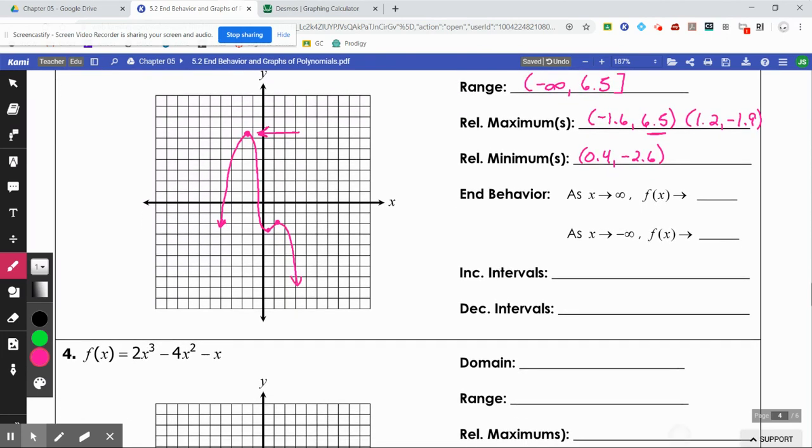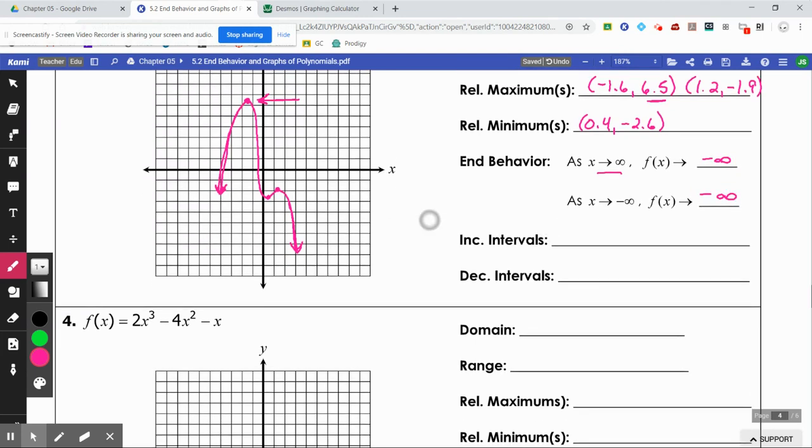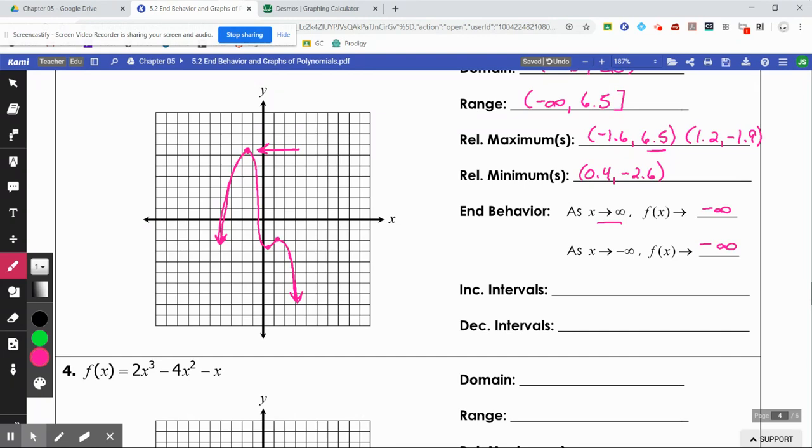In behavior, as I travel to the right, notice that my graph goes down, so it goes to negative infinity. Well, what happens when I travel to the left? My graph also goes down to negative infinity. Intervals where I'm increasing and decreasing. Let's actually write these x values on our graph. My first local maximum had an x value of negative 1.6. That's my x value here. Then we go down to this local minimum right here, which was located at 0.4. Then we go uphill to here, which is located at 1.2. So there's all your x values.